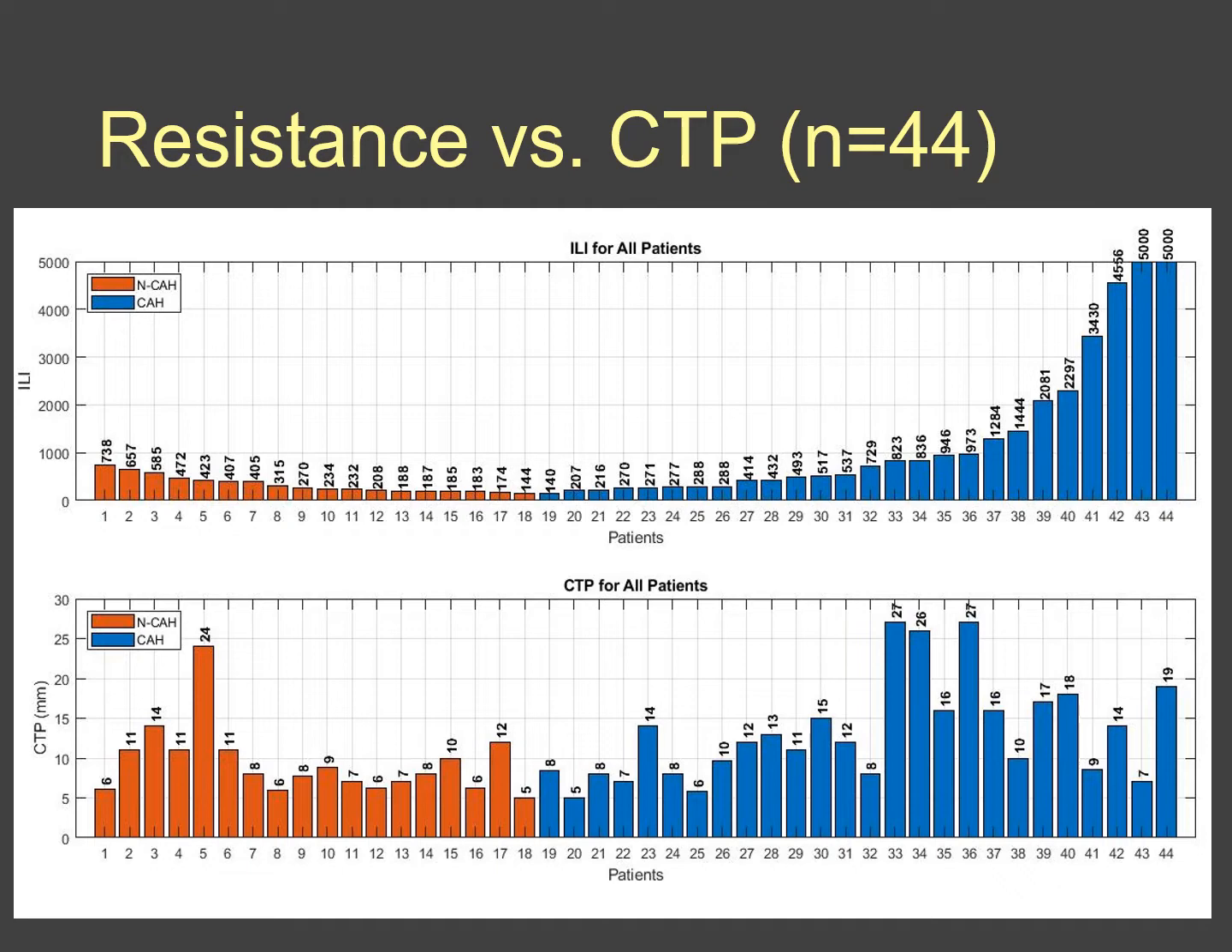So we can see that if we compute the resistance between the two groups, there is a definite difference in magnitude of resistance for the cough-associated headaches versus the non-cough-associated headaches. If we order them from smallest to largest, starting from the center being smallest and coming out largest, we can see that it doesn't really match with the tonsillar position on the bottom graph. So you have some cases where you have large tonsillar position, but maybe not so large resistance, and vice versa.